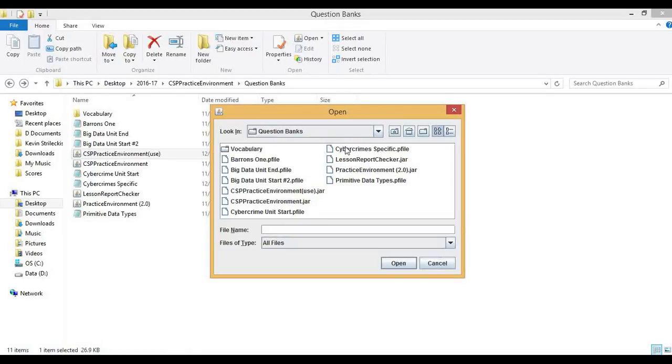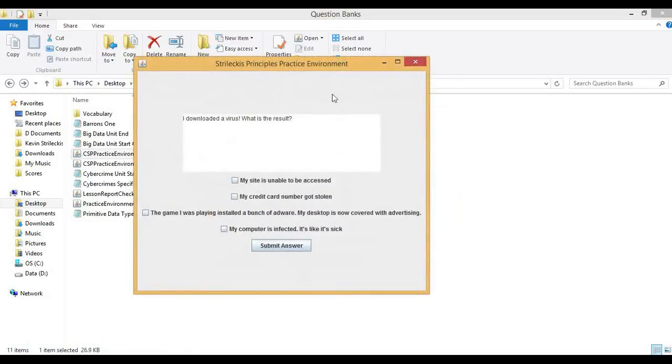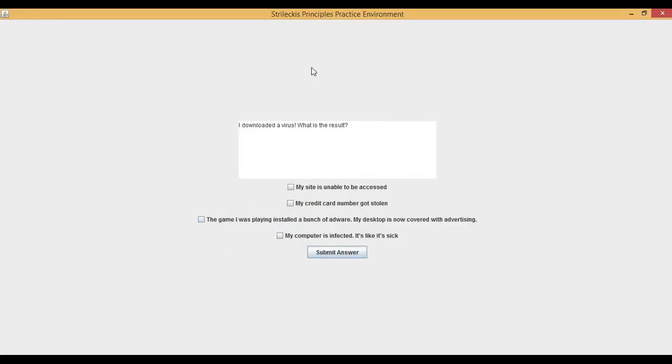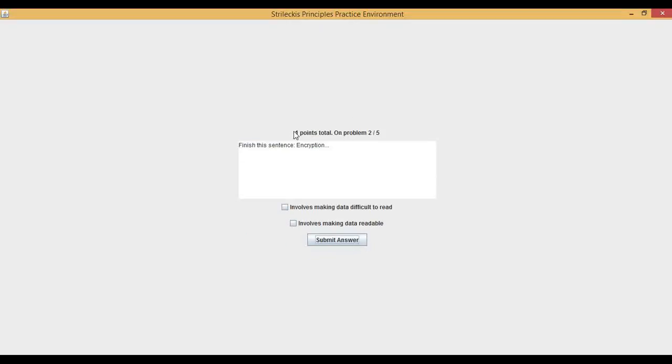The first one, cybercrime specific, was, and I'll expand this so it's easier to see. It gives a little blurb, a little example using one of our vocabulary words, and asks, hey, what happens? These are the same four answers for each question that we will see. Now, if we download a virus, your computer's infected. All right, so as you can see, we get a point, and we know we're on problem 2 of 5.